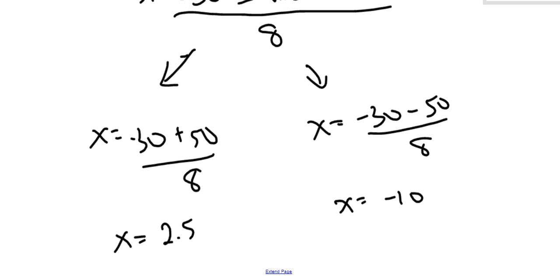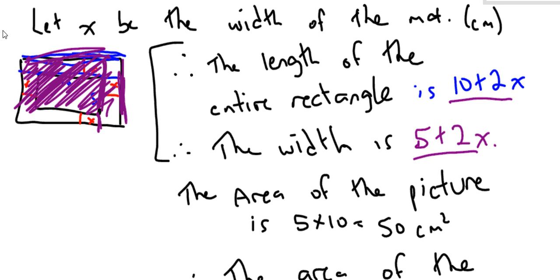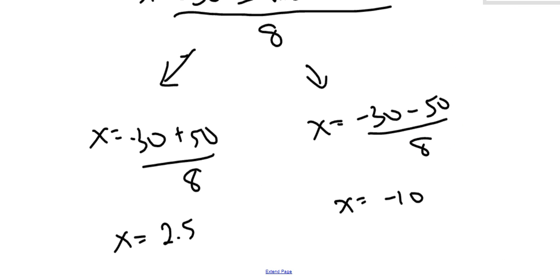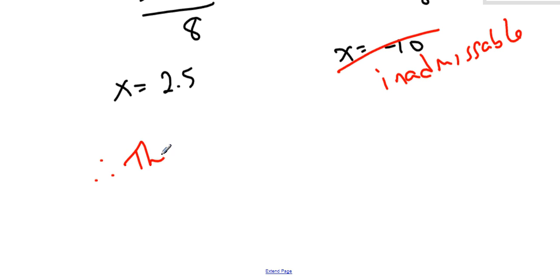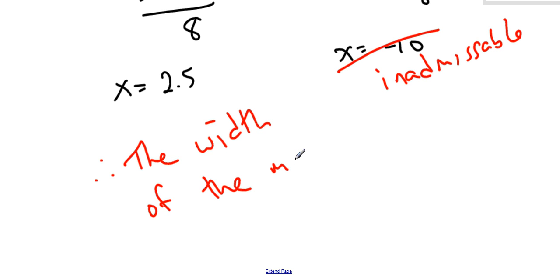So let's see. What is x again? X is the width of the mat. Well, when we measure width, we're not allowed to measure in negative, so we can put a line through this and call it inadmissible. Our algebra is correct, it's not wrong, but it's not allowed as an answer to the question. Whereas x being 2.5 centimeters, that makes sense, and therefore the width of the mat is 2.5 centimeters.